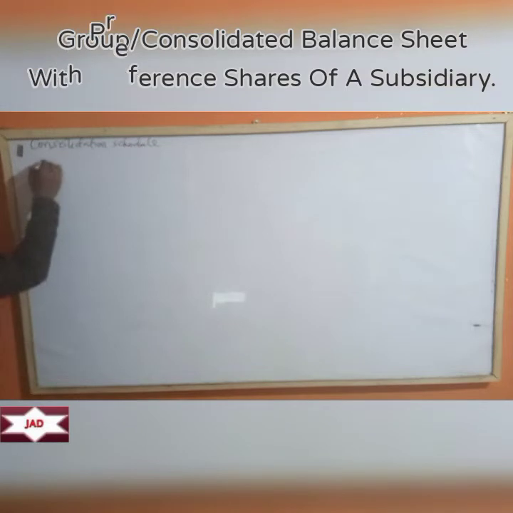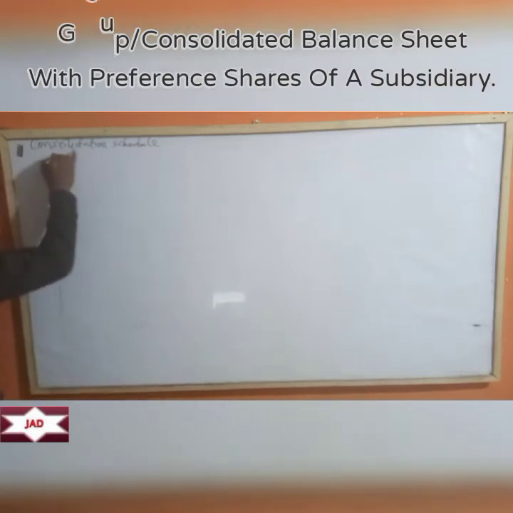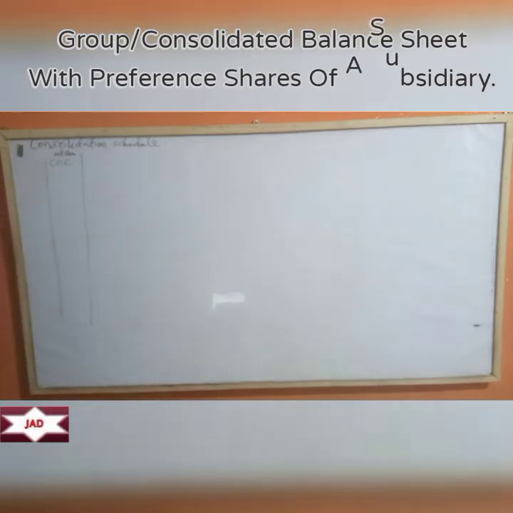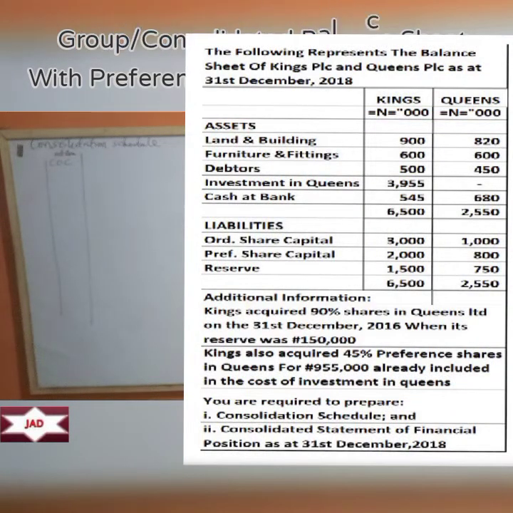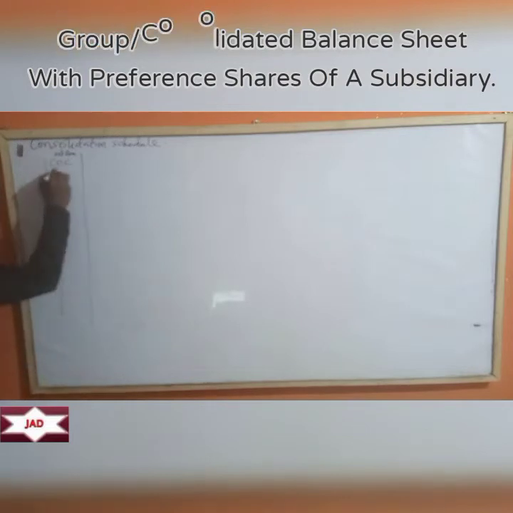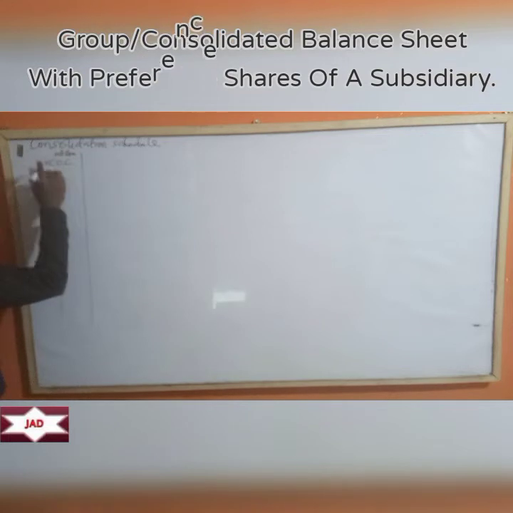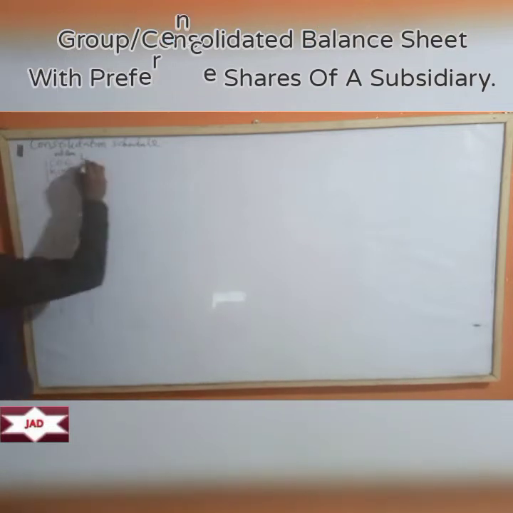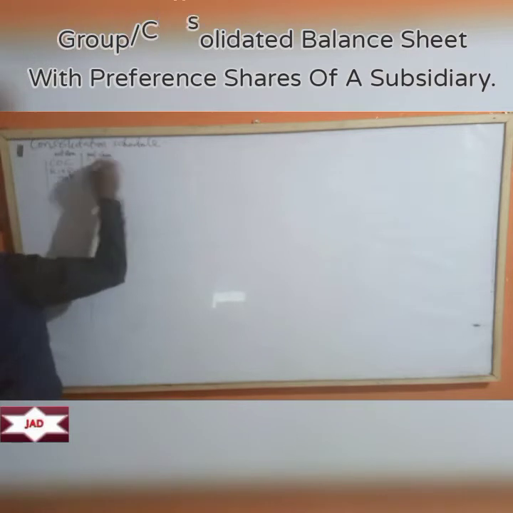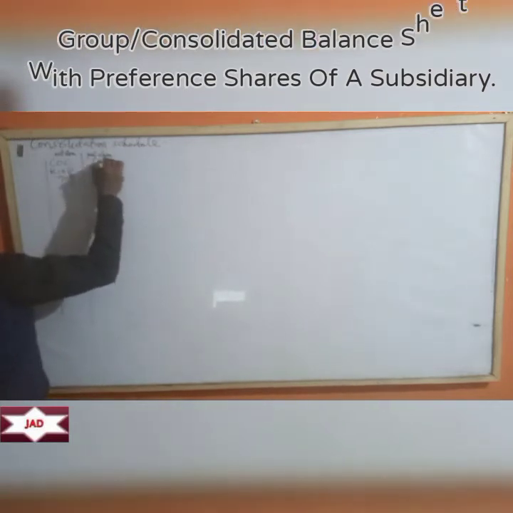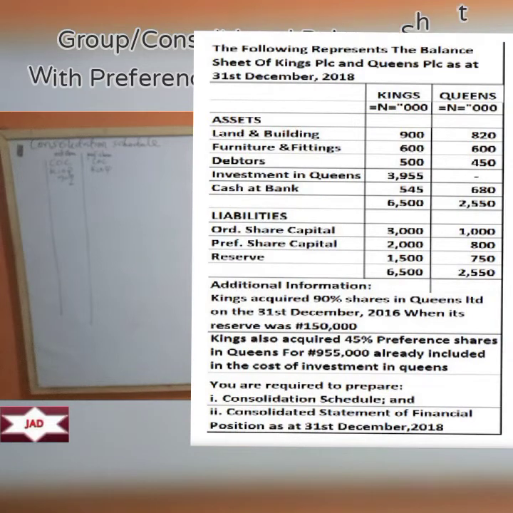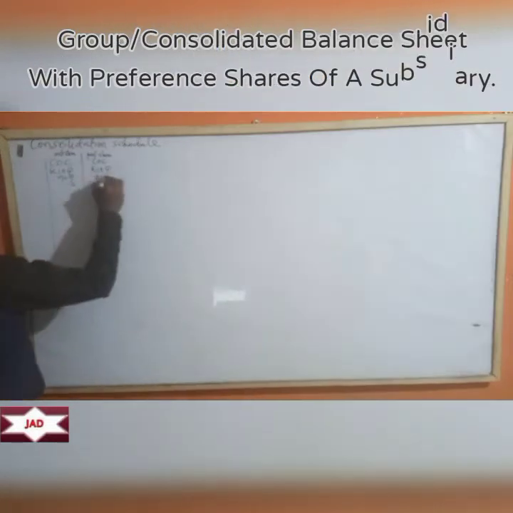Okay, so here we have cost of control. So this will be for ordinary share. Of course, this is what they say, how many percent? 90%. So we have K in Q, 90%. Of course, this will be preference share, which is also K in Q, also cost of control, no doubt. How many percent there? They say they also acquired 45% preference share. So this is 45%.